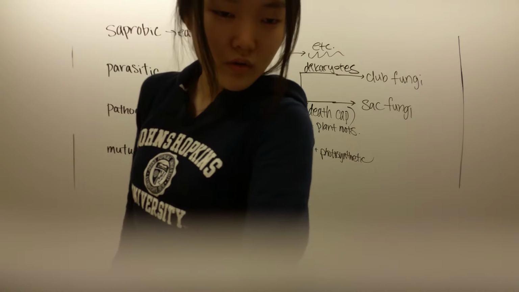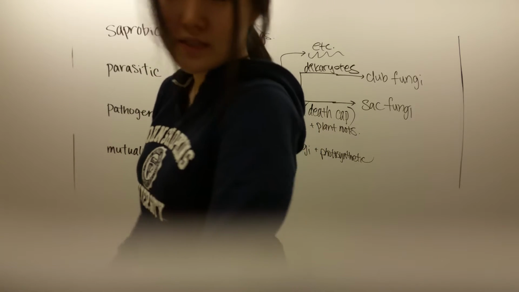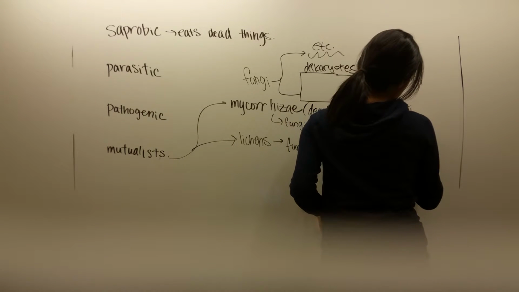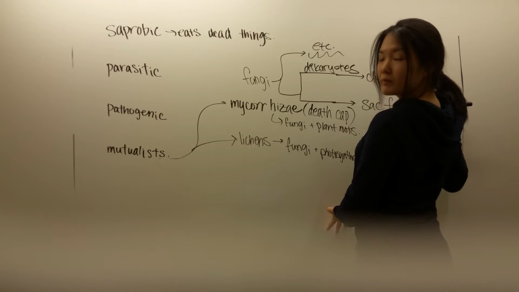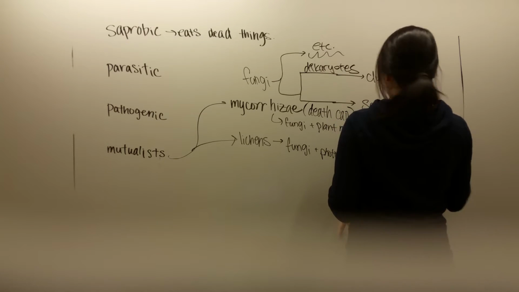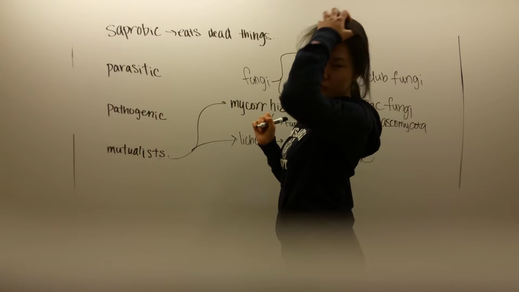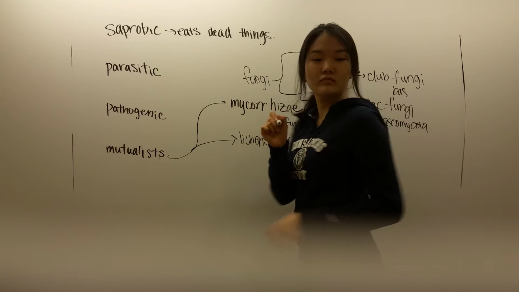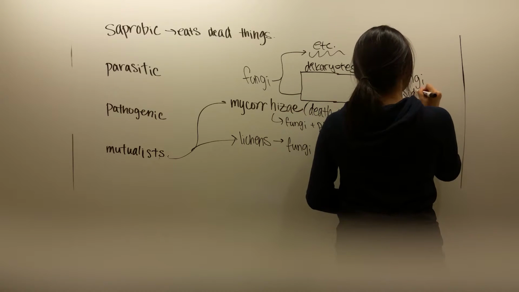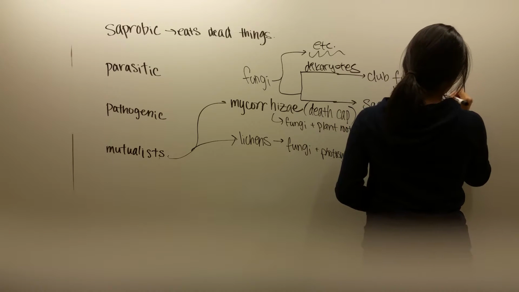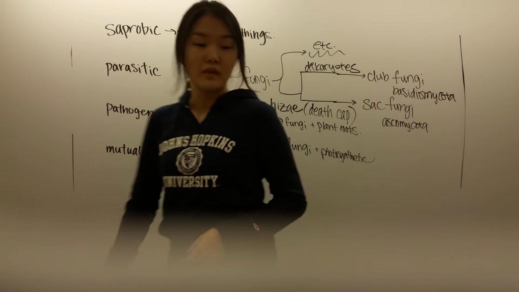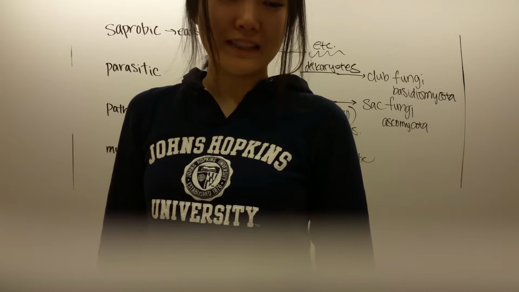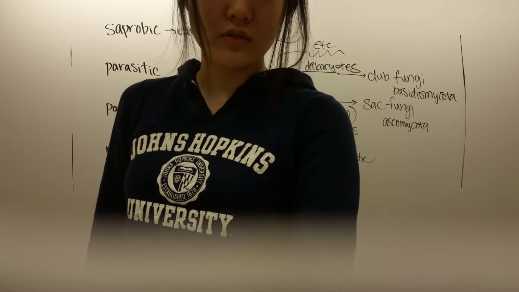Ascomycota is sac. Basidiomycota is club. Both groups can reproduce sexually, and they have a so-called dikaryon stage in their sexual life cycles.